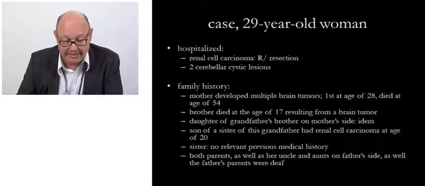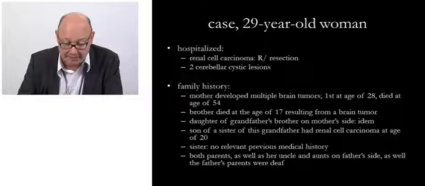So, let's take another look at the clinical information. If we look into the electronic patient file, we know that she was hospitalized because she had a resection of a renal cell carcinoma. So if we add this information together with the family history, where you see that a lot of her family members died of cancers and had brain tumors.